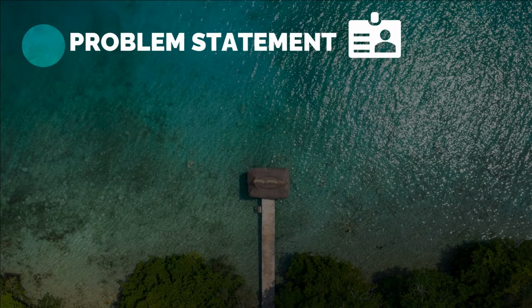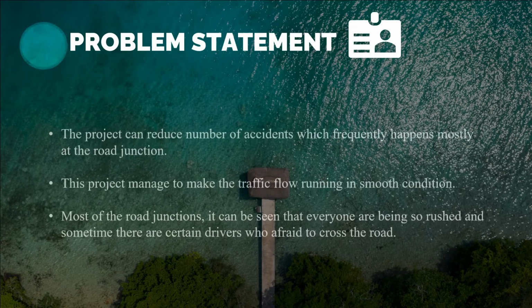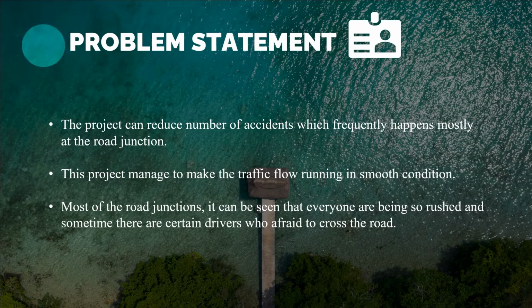Next is the problem statement. There are several problem statements involved for this project. One of them is that the project can reduce the number of accidents which frequently happen mostly at road junctions. The drivers can estimate the exact timing to cross the road junction safely. Besides, this project managed to make the traffic flow run smoothly. Every driver on the road can follow the instructions carefully by following the traffic light signage.